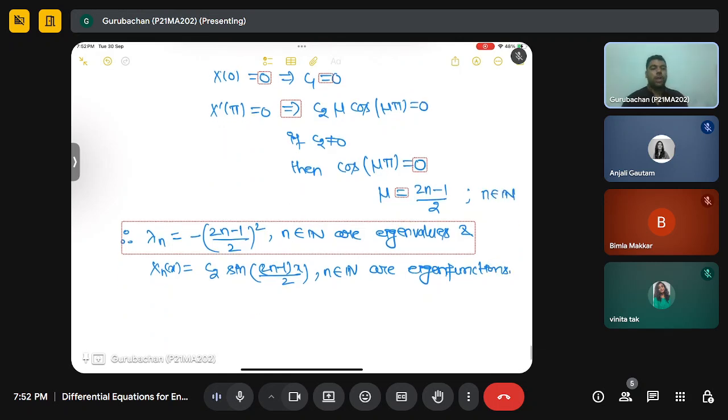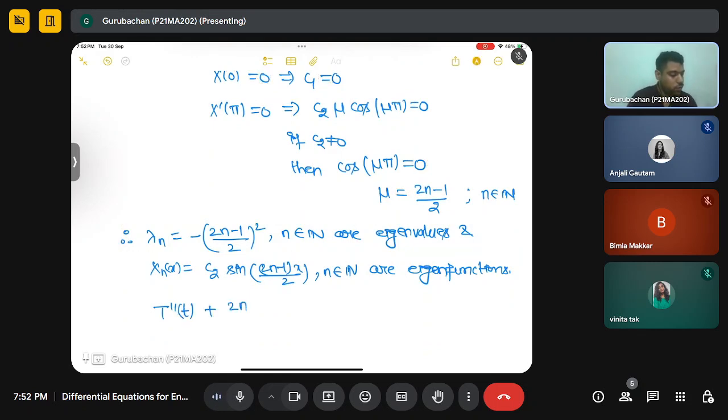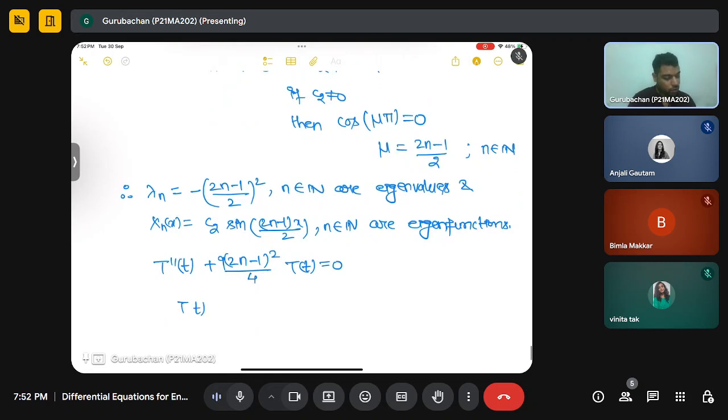Okay, so you got your eigenvalues and eigenfunctions here. From here you will put these values in T double dash plus ((2n minus 1) by 2) whole square divided by 4 into 9, T of t is 0. From here your T of t will come out to be c3 cos(3(2n minus 1)t divided by 2) plus c4 sin((2n minus 1)t divided by 2).